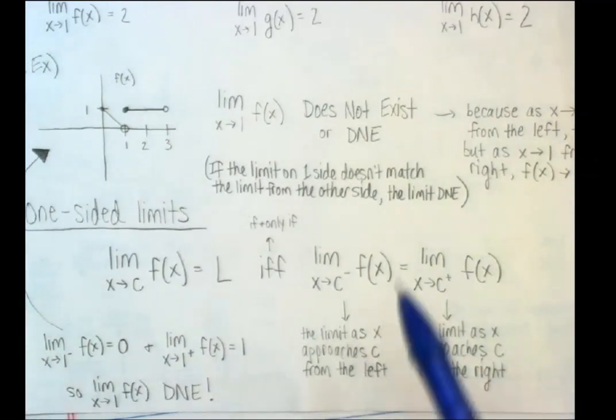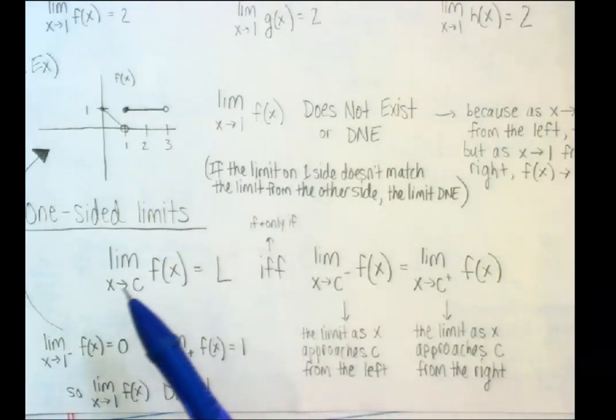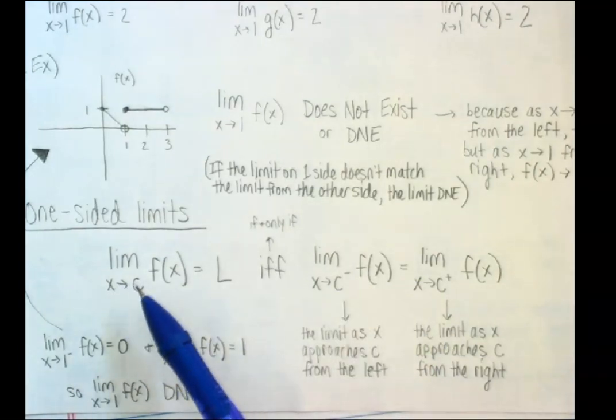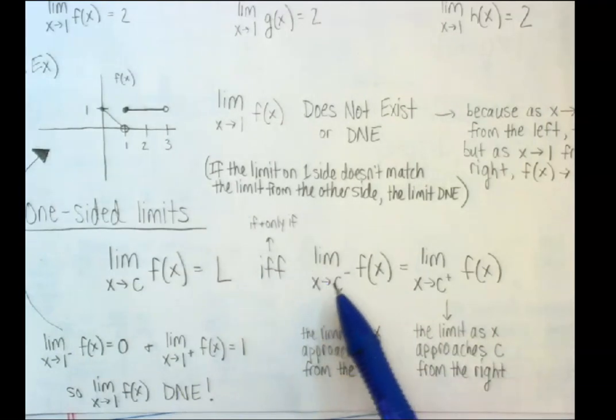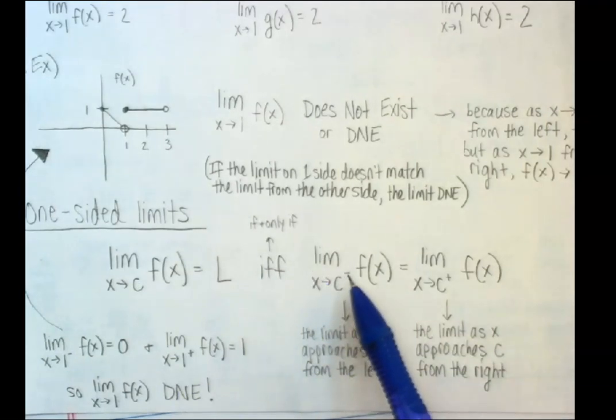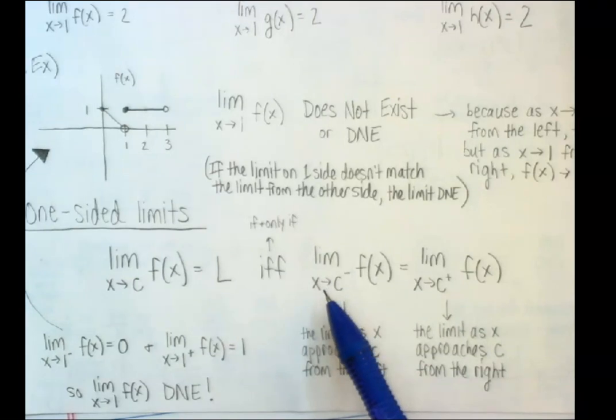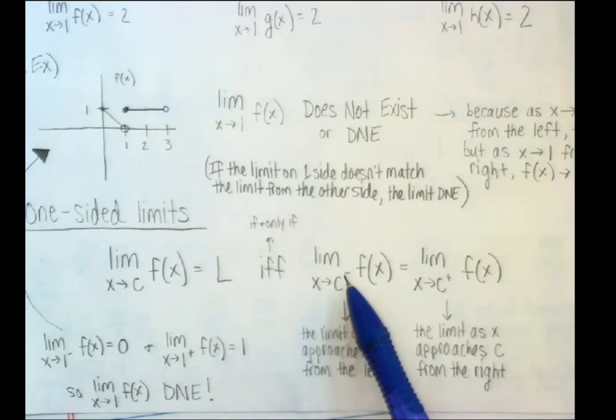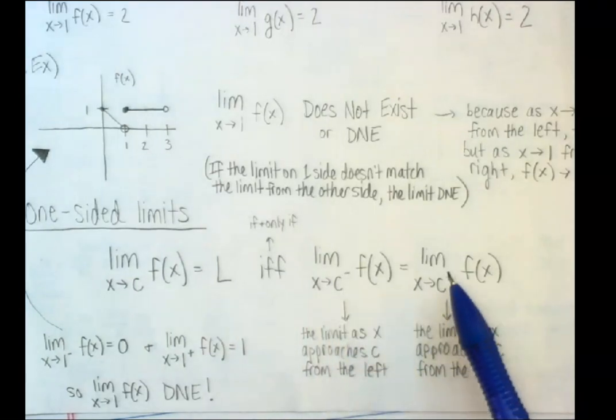And if we wanted to just find a one-sided limit, instead of writing x approaches c, the number, we would write x approaches c with a little negative up there as a superscript. That's saying as x approaches c from the left. Or it'd be a positive symbol, and that'd be as x approaches c from the right.